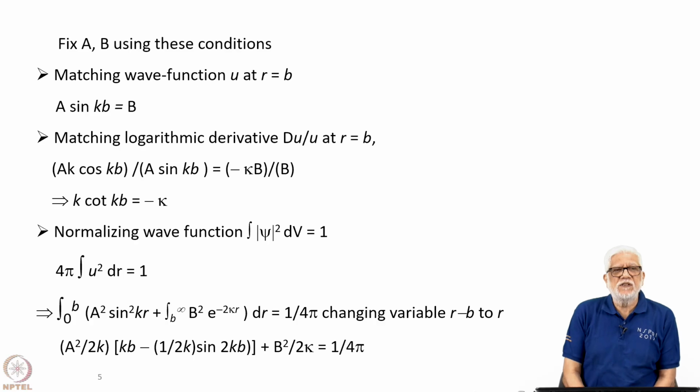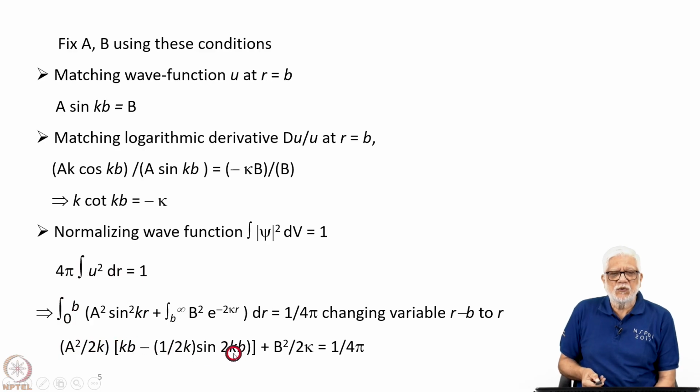So you can fix A and B, these constants, by matching the wave function and their slopes. You can take the logarithmic derivative and match them at r equal to b. If you do that, then you get this condition: k times cotangent of kb is equal to minus kappa. You can also normalize the wave function. The integral of psi squared over all the radial space is equal to 1. So you get this condition: 4 pi times the integral of u squared dr is equal to 1. So you get A squared by 2k times (kb minus 1 by 2 sine of 2kb) plus B squared by 2 kappa is equal to 1 by 4 pi.